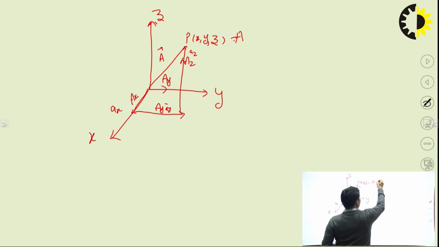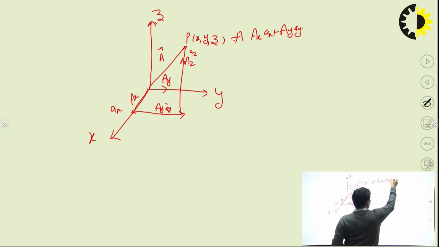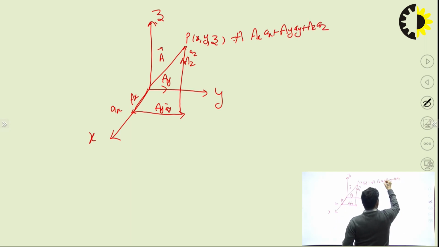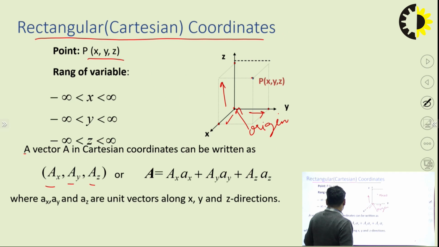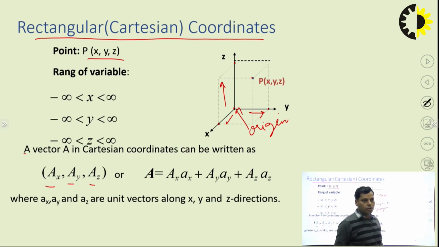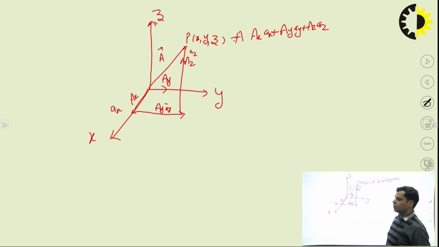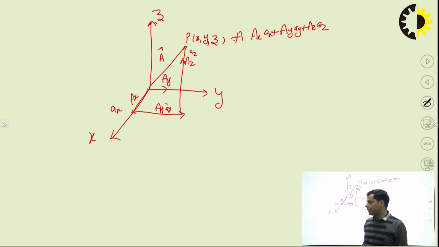Vector A value is Ax ax plus Ay ay plus Az az, that we can represent here in this way. So if we consider the ranges for the variables, x ranges from minus infinity to plus infinity, y ranges from minus infinity to infinity, and z will be from minus infinity to plus infinity. So this will be the representation for the rectangular or the Cartesian coordinate system.